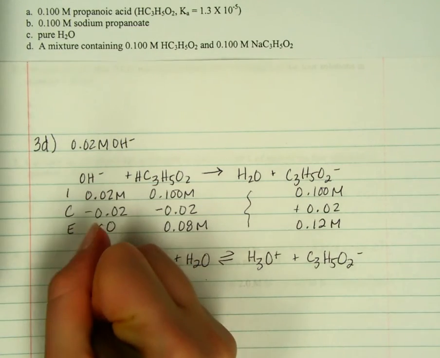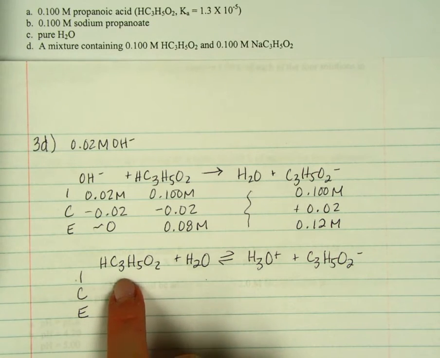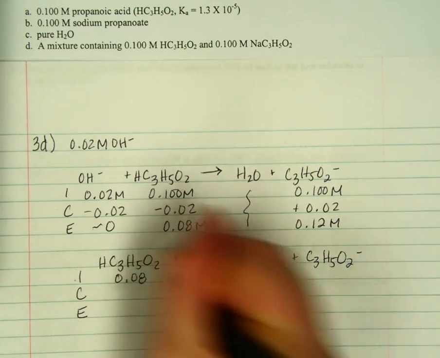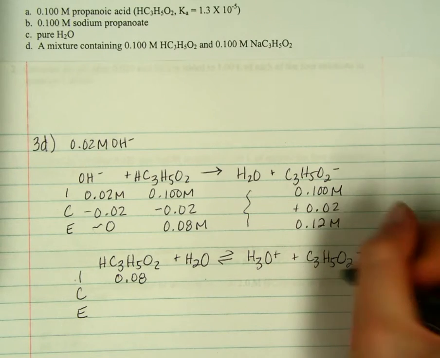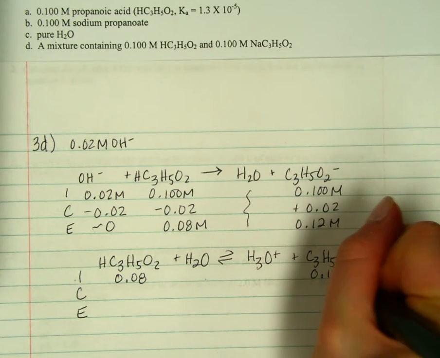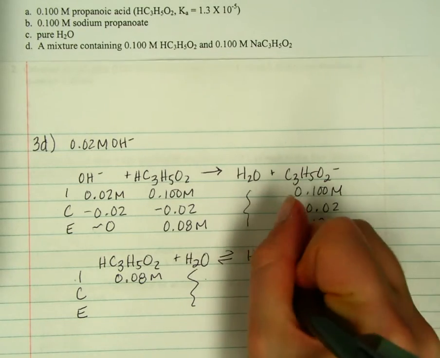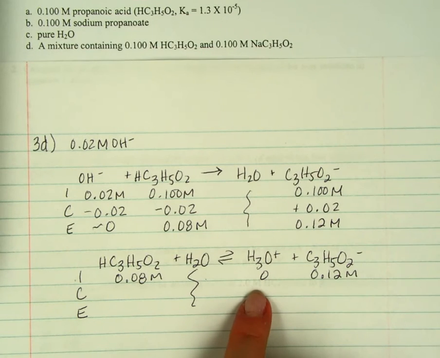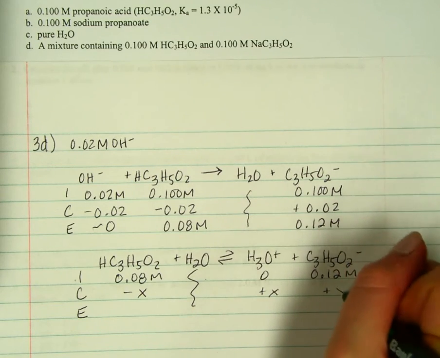And I make my ICE box. So looking here, my initial concentration of the propanoic acid is 0.08. My initial concentration of propanoate is 0.12. Don't have to worry about water, and I have no H3O plus to start. So my change, it's got to go to the right because I have no H3O plus to start with, so it can't go to the left. So minus X, plus X, plus X.